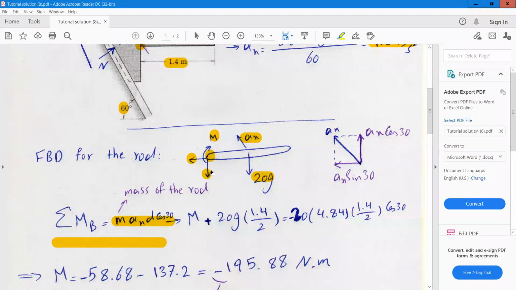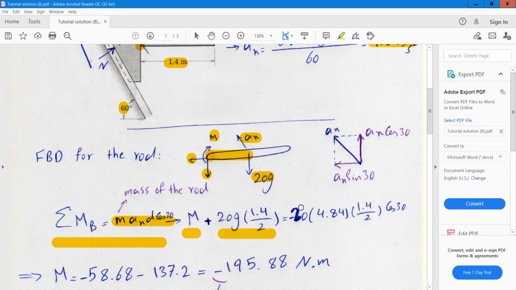So the moment equation about point B, we have two reactions. Both of these reactions at point B pass through this point, so they don't have any moment. Only we will have the moment due to this weight, which is 20g times this length, 1.4 divided by 2. And also we have the moment reaction. You can see we have moment M, which we assumed is in clockwise direction.